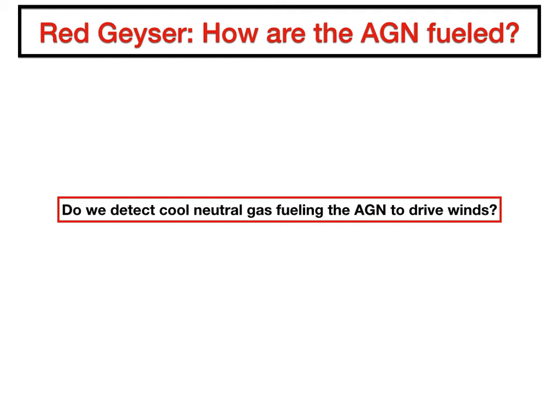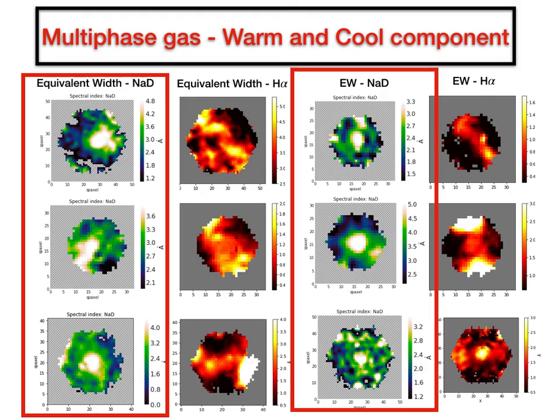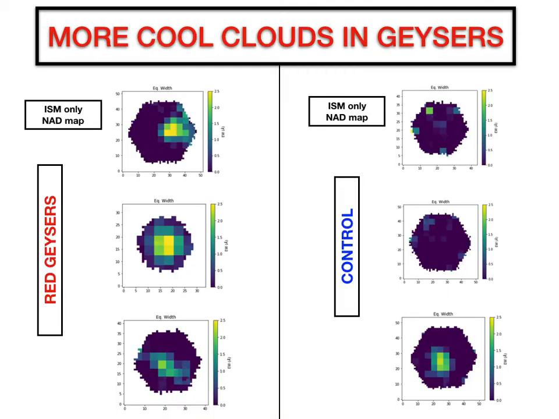Now the last and very brief point that I wanted to mention is about the fueling of these AGNs. How are these radio AGNs fueled? Surprisingly, we actually detect quite a lot of cooler neutral gas in these galaxies. Here, showing the same 6 red geysers as before, the green panels show the cool gas traced by the sodium D absorption line. We see that there is a lot of sodium D present in these galaxies, and we detect this much cool gas only in geysers, but not so much in control galaxies.